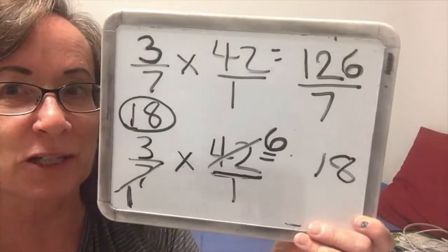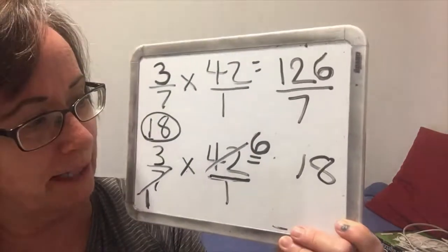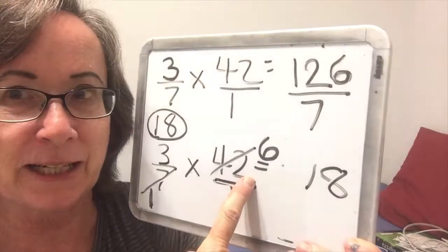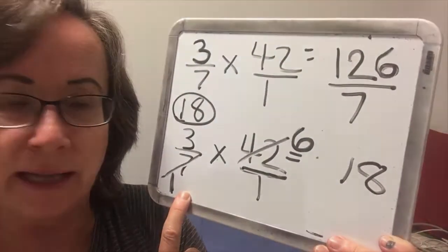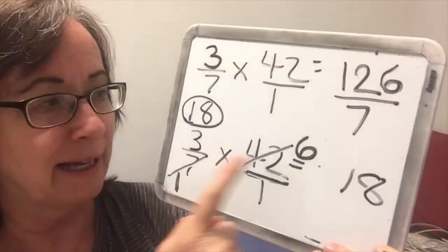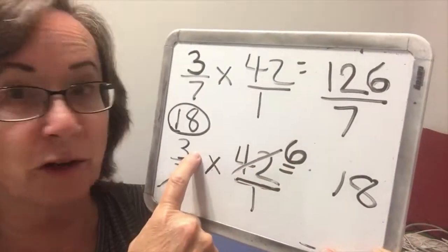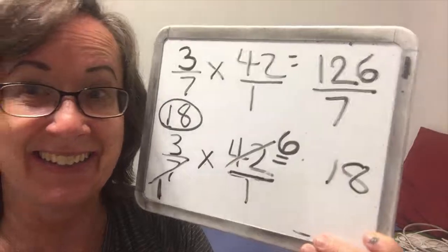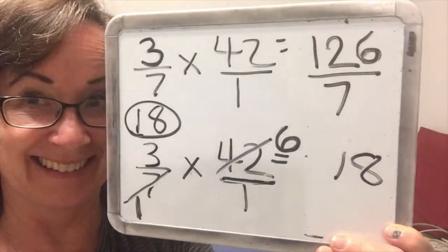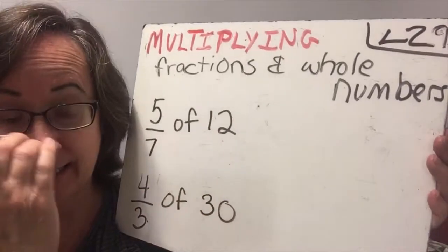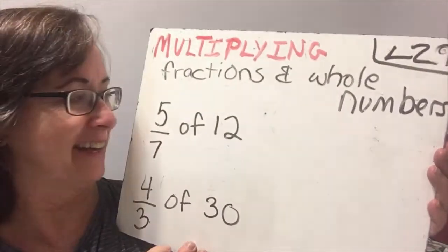Isn't that just what you're doing on the bottom down here? You're taking the 42 and you're dividing it into 7 equal parts. And each part is a 6. And then you took 3 of the 6s and you got 18. And that is cool. Okay, so this is our last example, and then we start our practices down here.